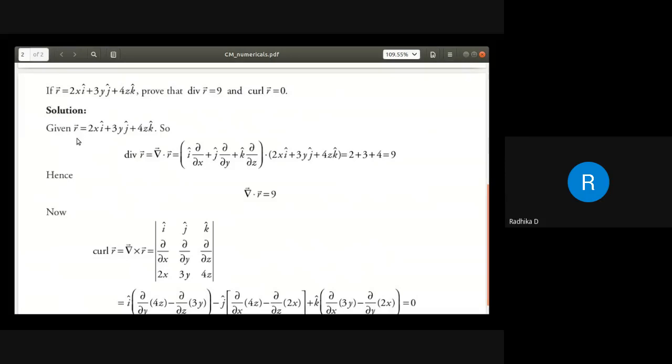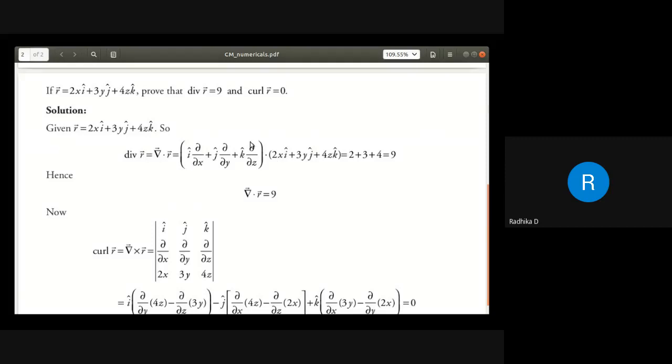How do we do it? Once again, given vector r is equal to 2x i plus 3y j plus 4z k. How do you find divergence of r? You have to do the dot product of del and r. So del dot r is equal to, write the full del, i ∂/∂x plus j ∂/∂y plus k ∂/∂z, dot your entire r, 2x i plus 3y j plus 4z k. Now how do I do it? When you do a dot product, i dot i is 1, i dot j is 0, i dot k is 0. So whichever unit vector it is, you take the dot product with the corresponding unit vector.